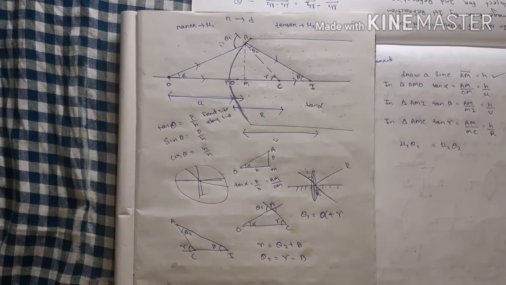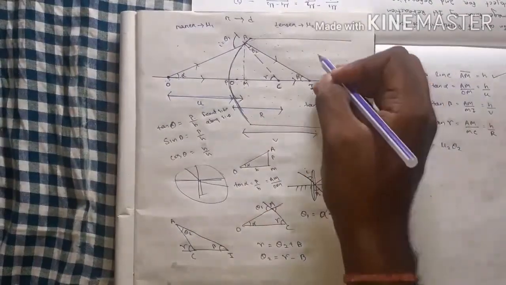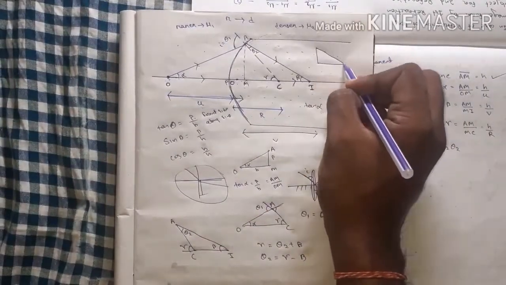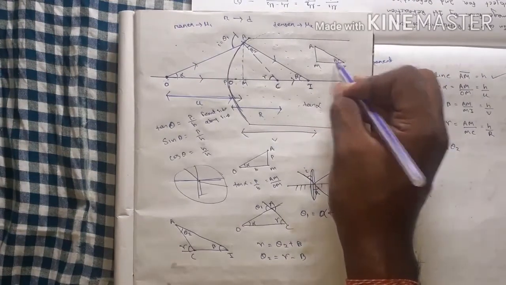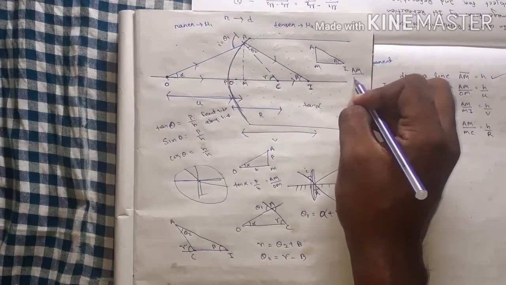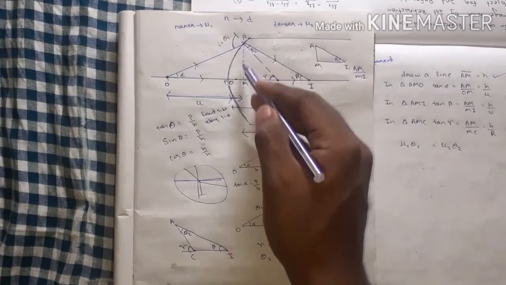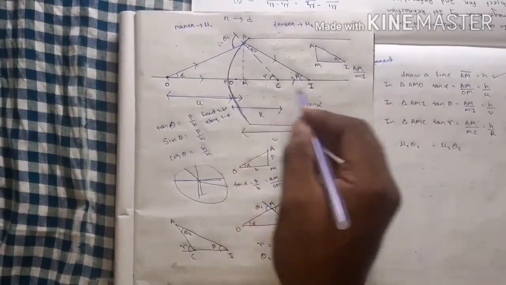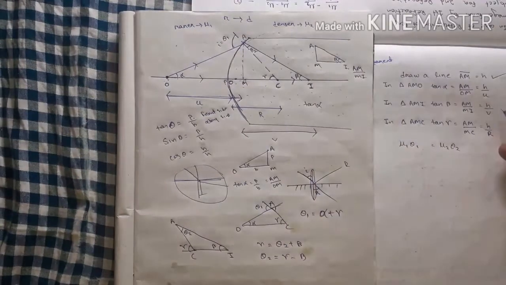Understand? Then go for triangle AMI. The angle is beta. For tan beta, AM by MI, yes or no? And we know AM equal to h, and MI equal to the image distance v, so tan beta equal to h by v.